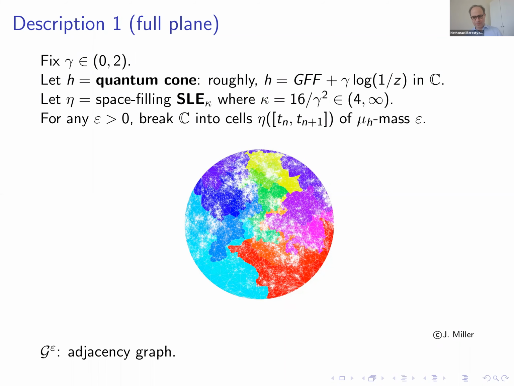I've done this procedure. So associated with these cells is a graph where you just put a vertex at the center of each cell, and you declare that two vertices are adjacent if the corresponding cells are adjacent to one another, tangent to one another. Okay, so there's a graph associated with that, and you can see how this graph is made to be very close to Liouville quantum gravity already from its definition.